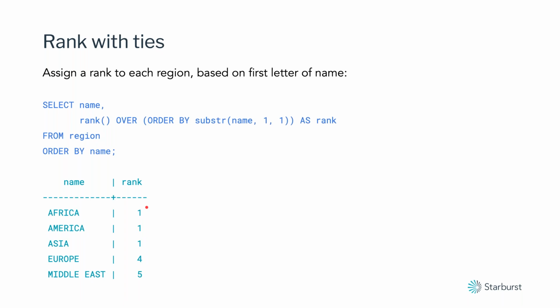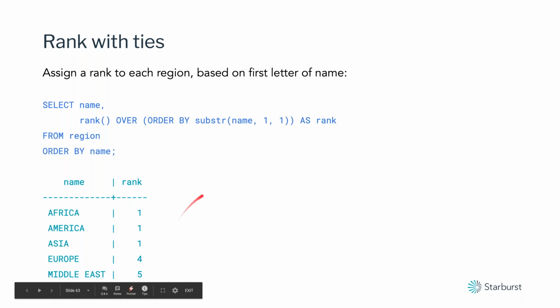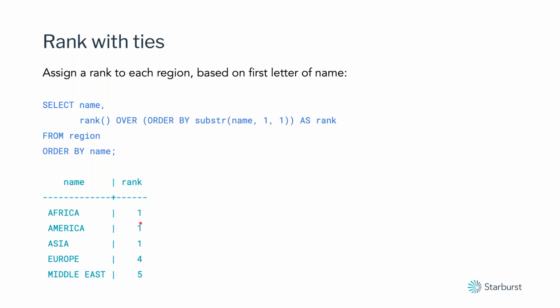But now what happens if we have a tie? In this case, we're going to order by just the first letter in the names. We've got 3 values with the same first letter A, and then we have unique E and M. Because these 3 rows are tied in the order by clause, they all get the same rank. They all get assigned rank number 1. And then because we skipped ranks 2 and 3, the rank function assigns the next ranks 4 and 5 to these values, because we skipped positions 2 and 3 by giving these rows the tied rank.